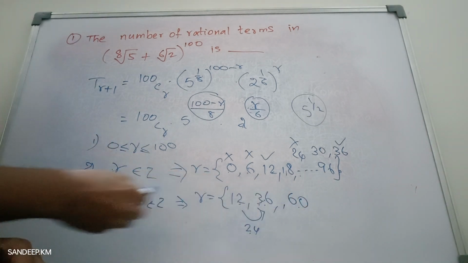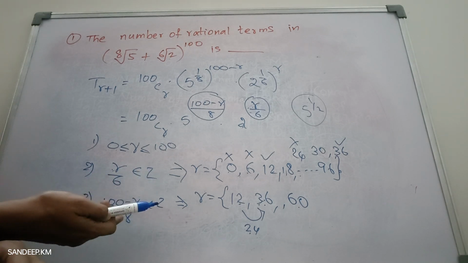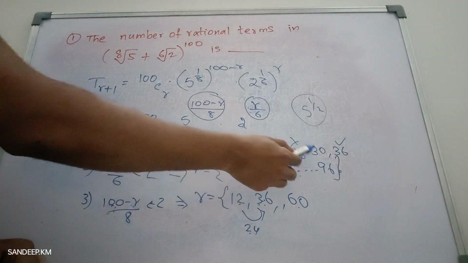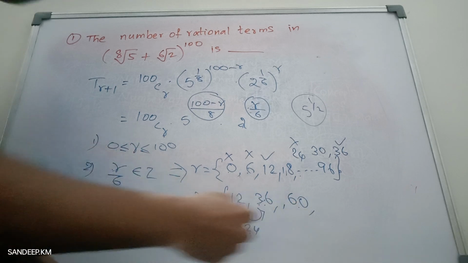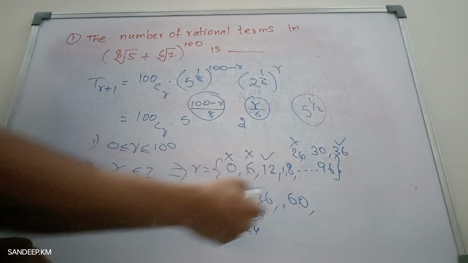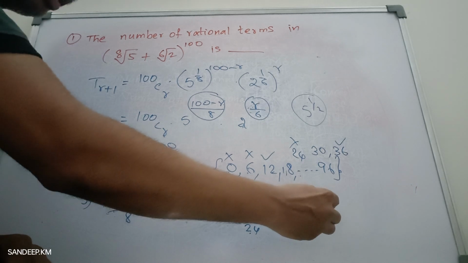Now check whether 60 is accepted here or not. 100 minus 60 is 40. 40 by 8 is 5. Yes, it is an integer. So the r value 60 is accepted. Okay, now here 100 minus 60 by 8 is 5. Yes, 60 is accepted. Now add 24 to 60. So 60 plus 24 will be 84.